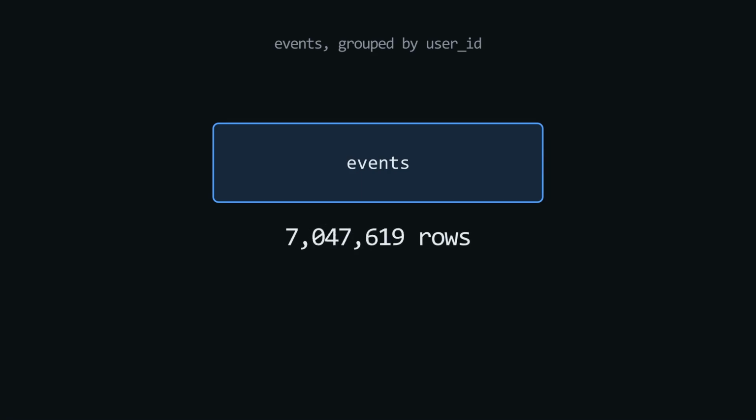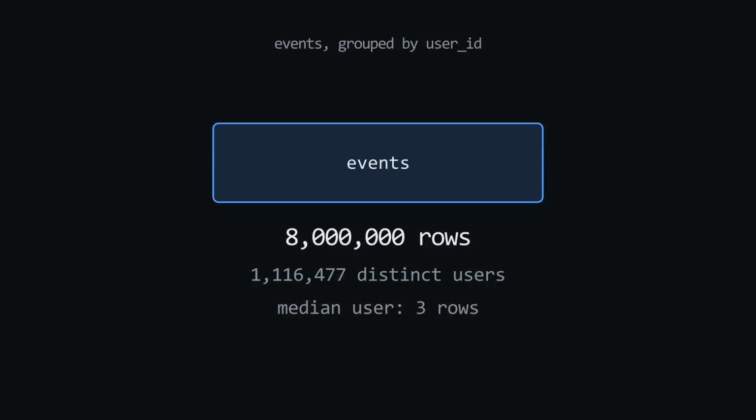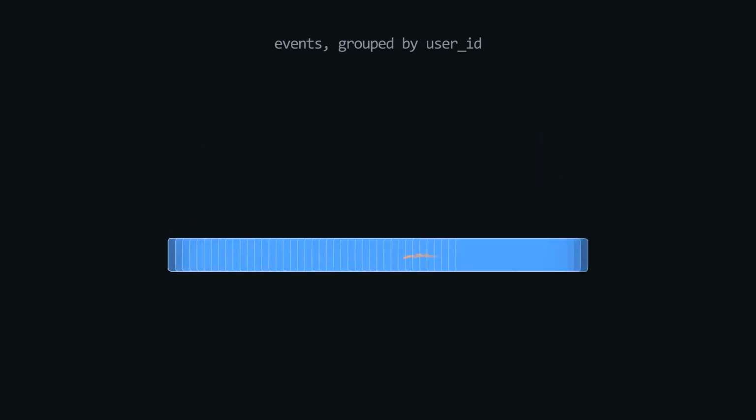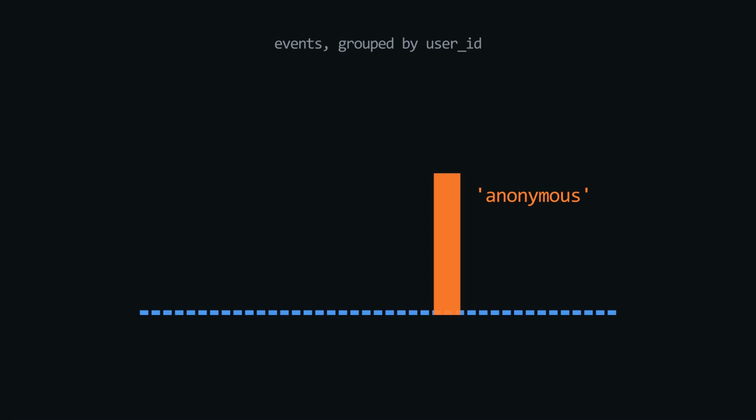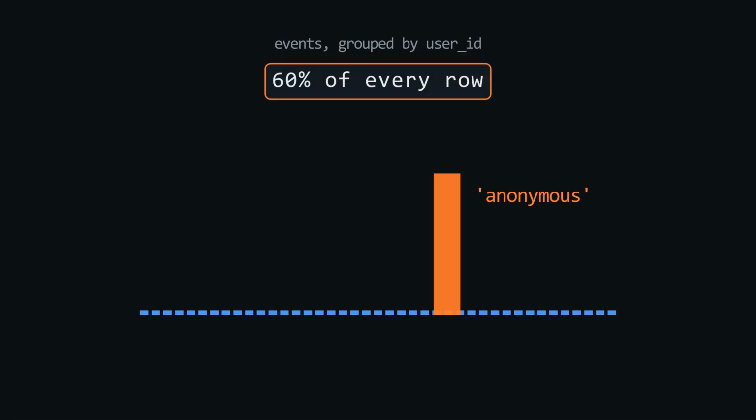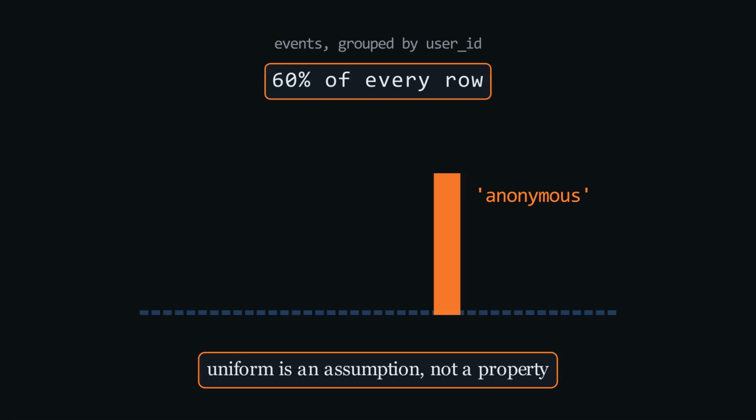8 million rows, over 1 million users, and the median user has 3 rows behind them. One of those values is not like the others. It is the Sentinel your own logging writes for signed-out traffic, and 60% of the rows in the table carry that single value. Uniform is what your code quietly assumes. Your production data almost never agrees, and the biggest key in it is the one that sets your stage duration.